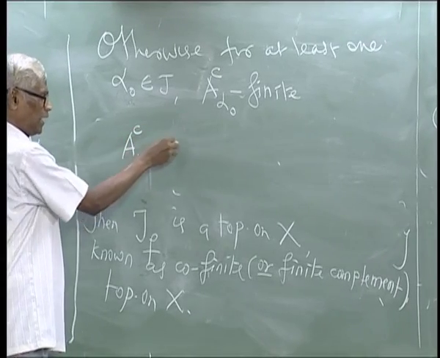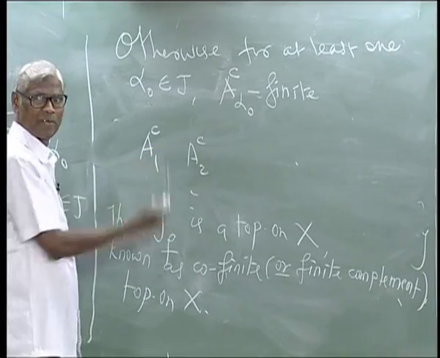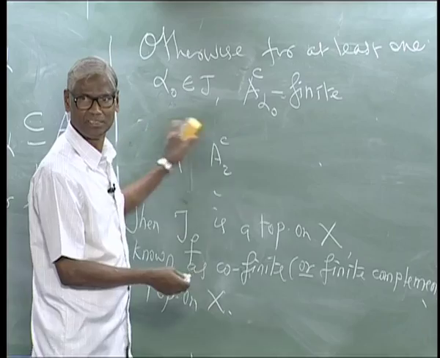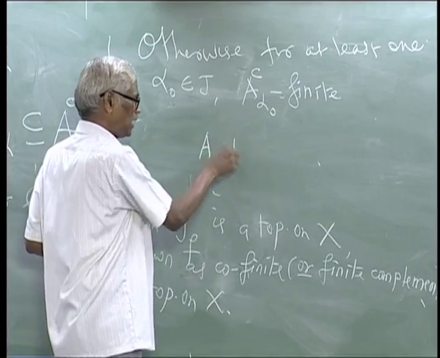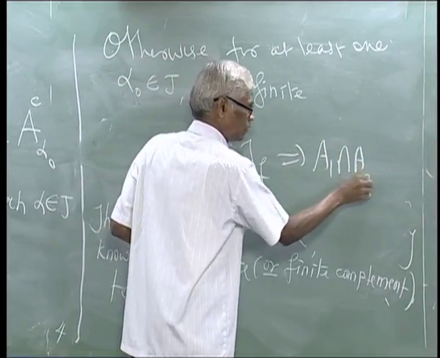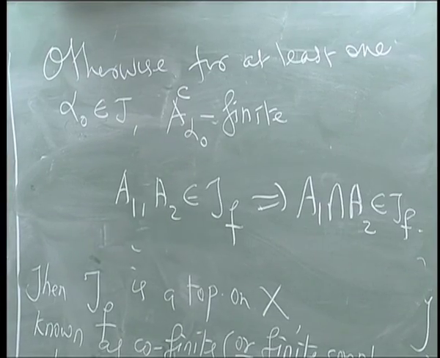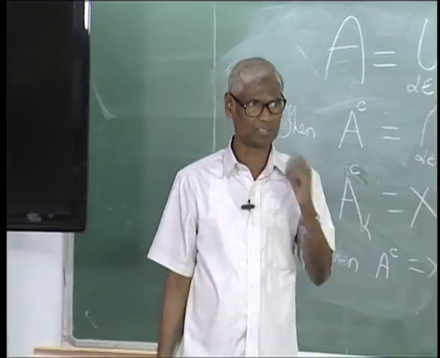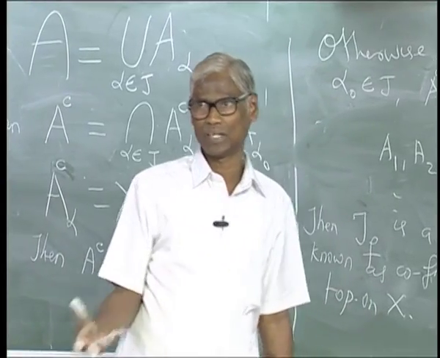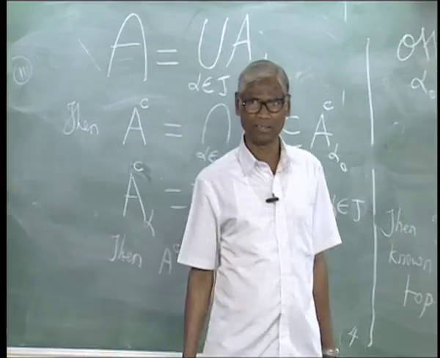A1 complement is finite or the whole space, and A2 complement is finite or the whole space. Then the intersection of finite sets is finite, and if both are the whole space, the intersection complement is finite or the whole space. Similarly, A1, A2 belonging to tau F imply A1 intersection A2 belongs to tau F. Hence tau F is a topology on X. This topology is called the cofinite topology. In the next class, we will see how, from a smaller collection which we call a basis, to construct a topology, and other related concepts. Thank you.